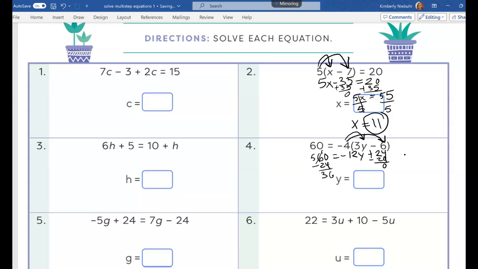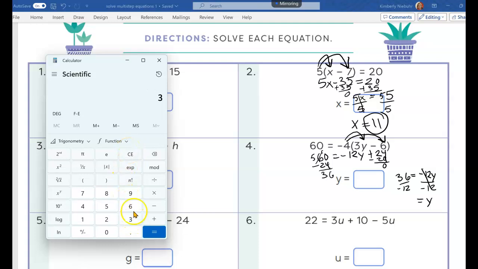So now we have 36 equals negative 12 times y. We want y all by itself, so we're going to divide by negative 12. That's going to give us 1y. What we do to one side, we do to the other. 36 divided by negative 12 should give us 3.